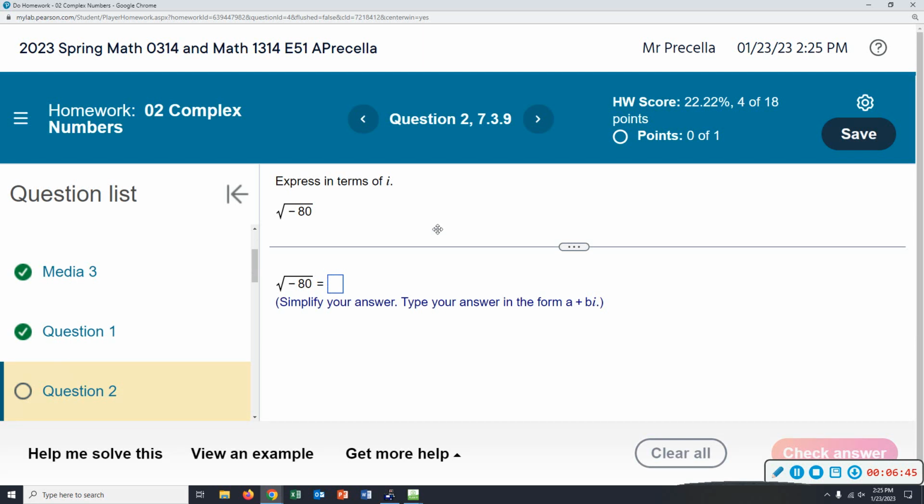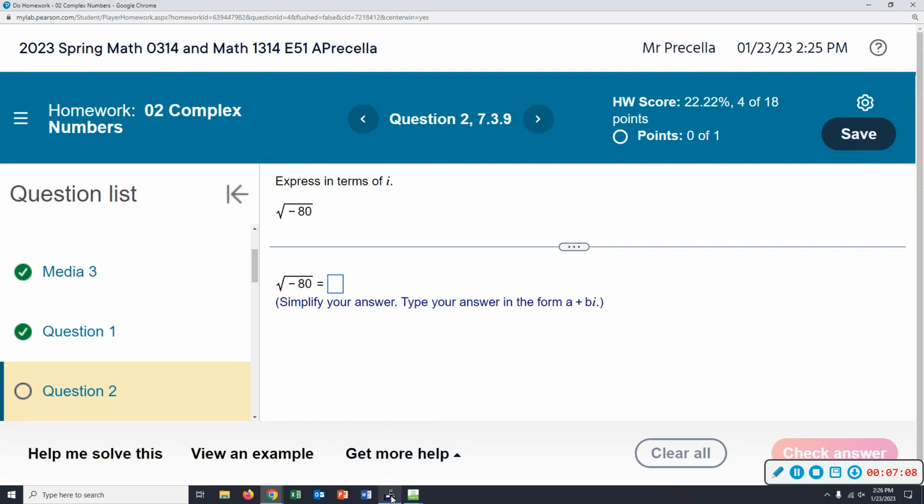So problem number 1, we had a perfect square under that square root. Problem number 2. That's the square root of negative 80. Is 80 a perfect square? It's almost a perfect square. 81 is. But I don't think 80 is a perfect square now, is it?